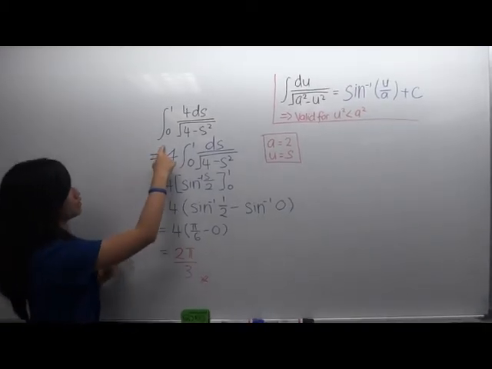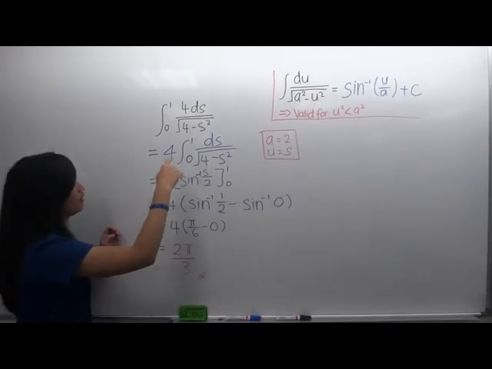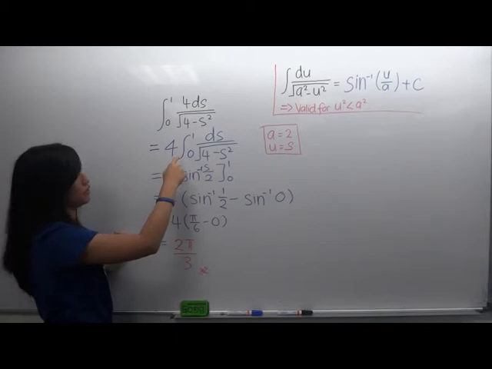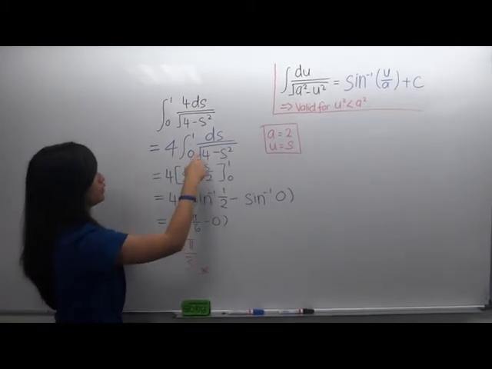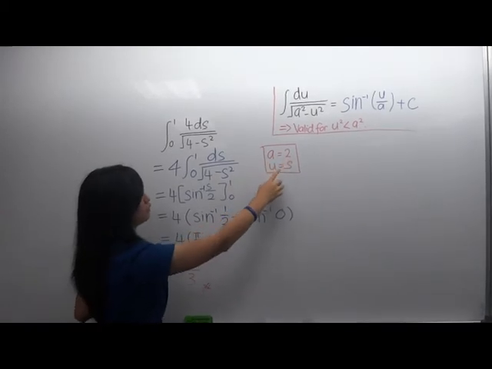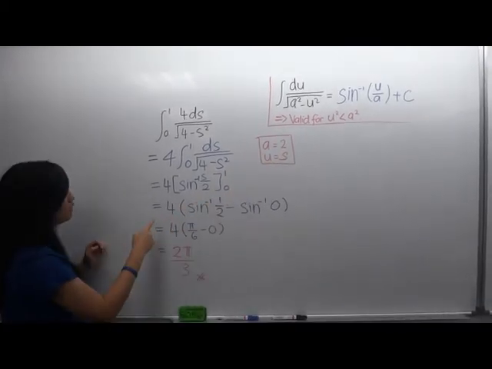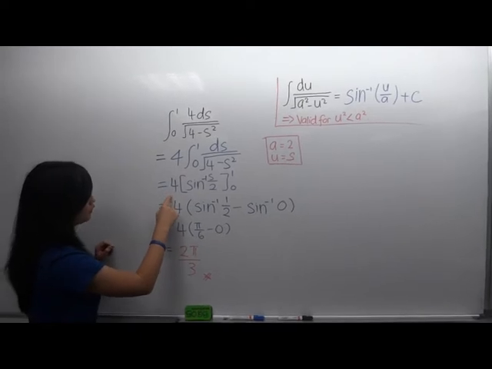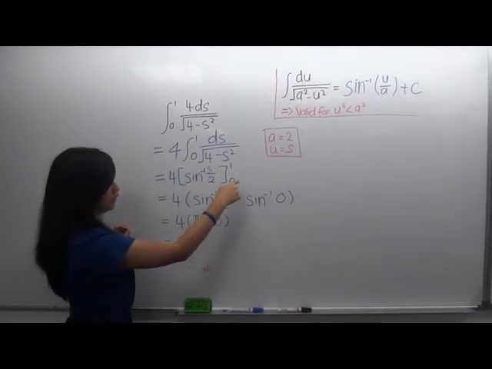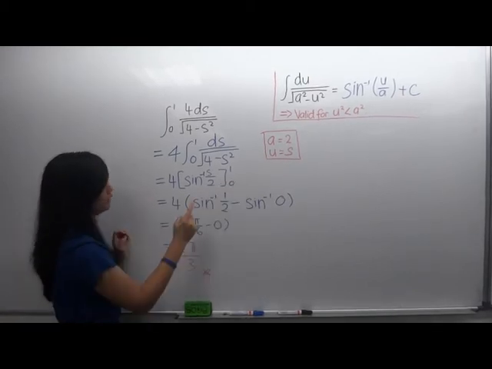To solve this question, we use this formula. First of all, we take out the 4, which will give us 4 times the integration from 0 to 1 of ds over square root of 4 minus s squared. As we know, a is equal to 2 while u is equal to s, which will then give us 4 sine inverse of s over 2 with the limits 0 to 1.